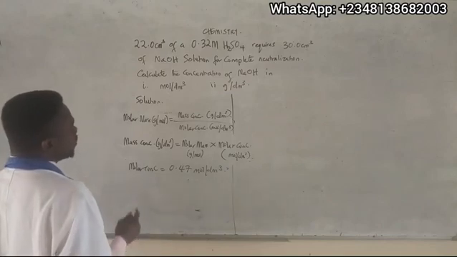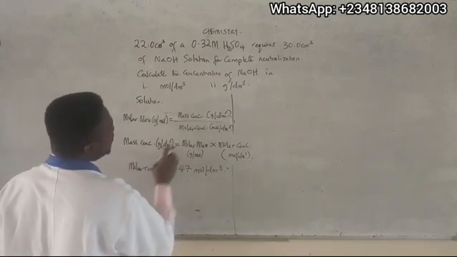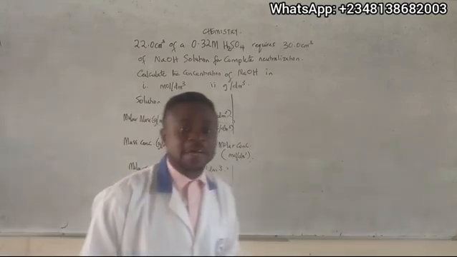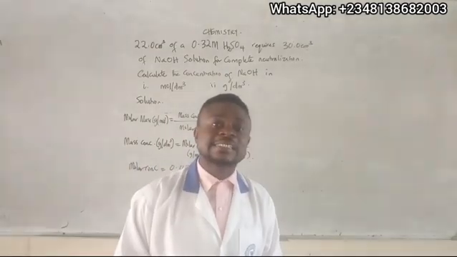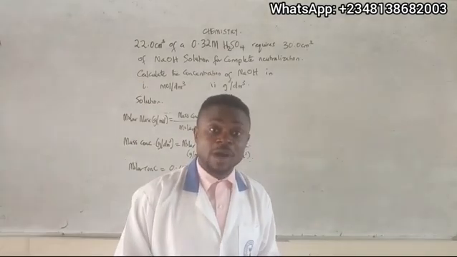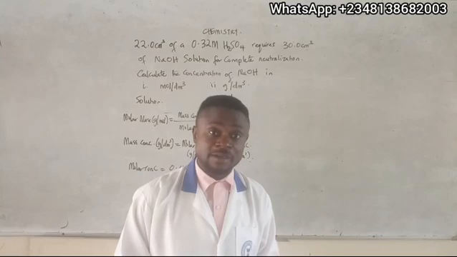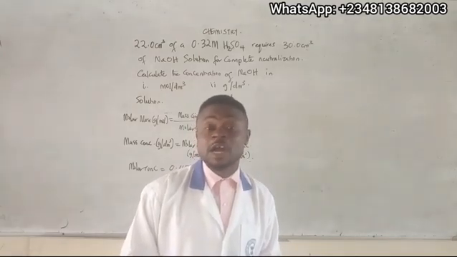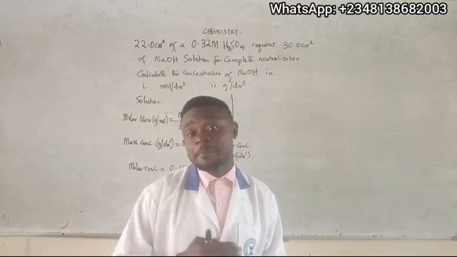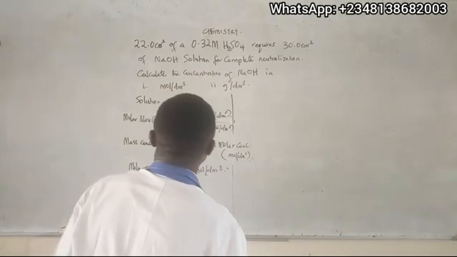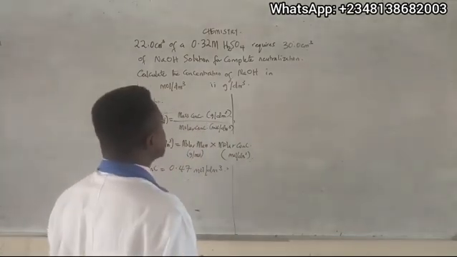Now, let us calculate the molar mass of sodium hydroxide. What is molar mass? Molar mass is the mass of 1 mole. The mass of 1 mole of a compound is the molar mass of that compound. So molar mass has a unit which is gram per mole. Now we are talking about sodium hydroxide here.